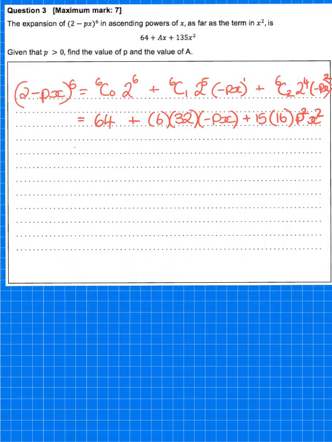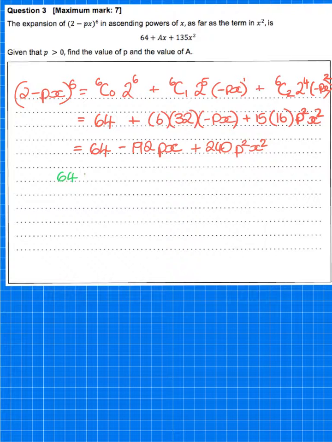Okay, tidying that up one little bit more, we've got 64 plus 6 times 32 is 192, but we've got a negative in there, so I'm actually going to rub out this positive and go with negative 192px. Okay, then we've got 15 times 16, that's 240. This is calc free, so you're going to have to be pretty careful and savvy with your arithmetic, but we get that.